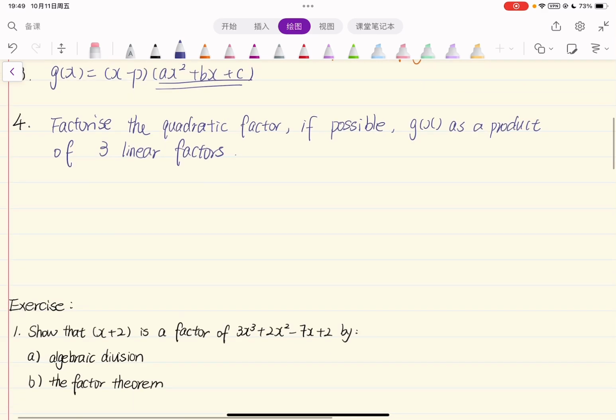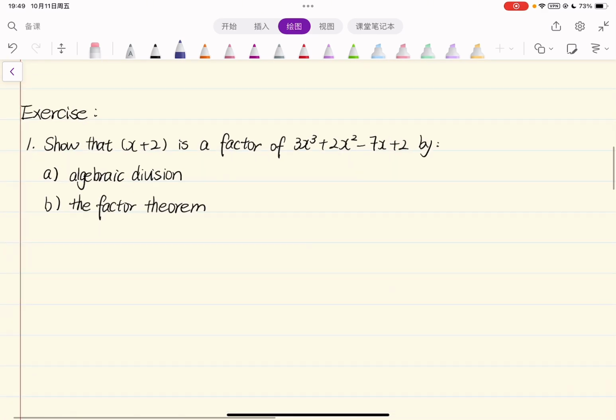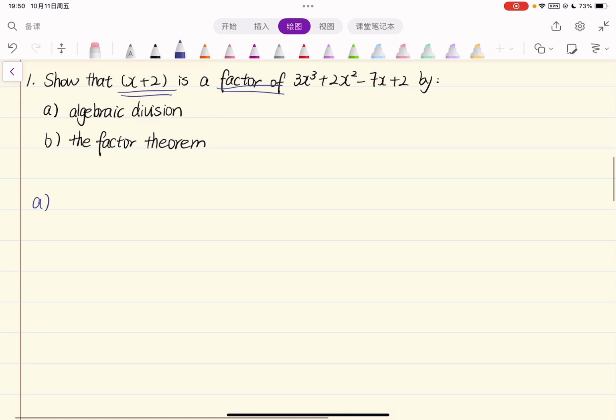Now let's see some examples. The question asks you to show that x plus 2 is a factor of 3x cubed plus 2x squared minus 7x plus 2 by A, algebraic division, B, the factor theorem. Let us see the algebraic division. The remainder equals 0 if x plus 2 is a factor, so we want to show that.